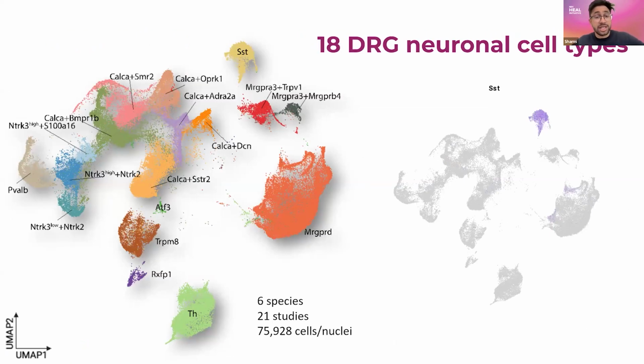So here I'm displaying the harmonized DRG neuronal atlas. Each dot on this UMAP projection represents one cell or nuclei from 21 studies or 6 species. In total, across nearly 76,000 cells and nuclei, we observed 18 neuronal cell types. And these cell types were labeled by the marker genes that they expressed. For example, the SST cell type we have up there is where cells and nuclei expressed SST.